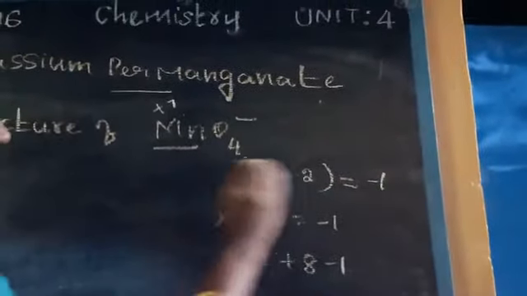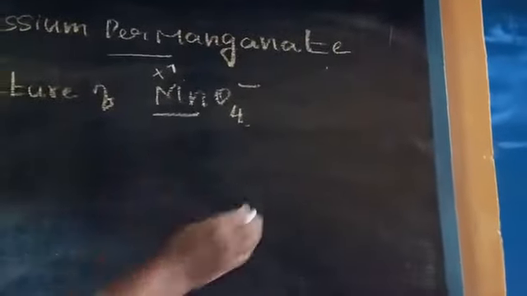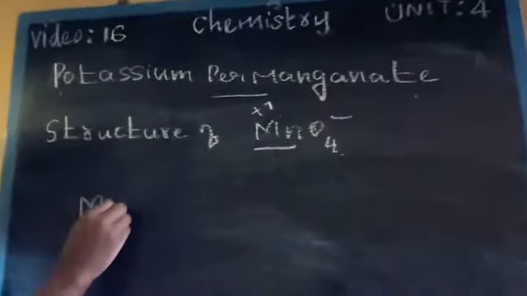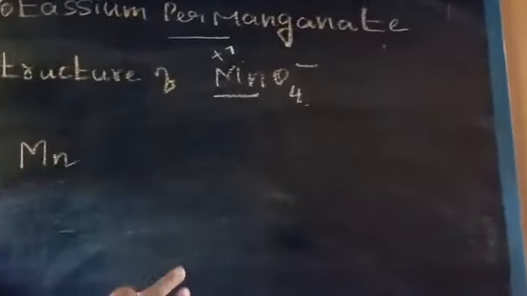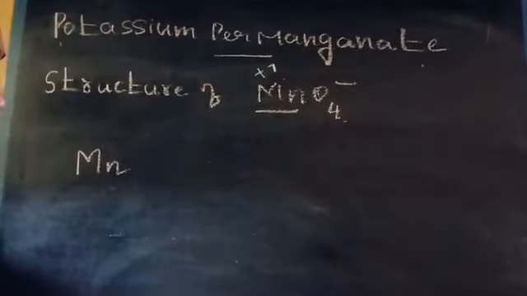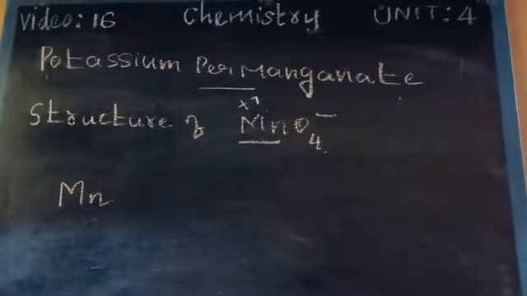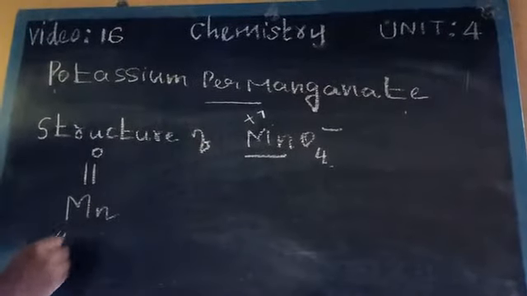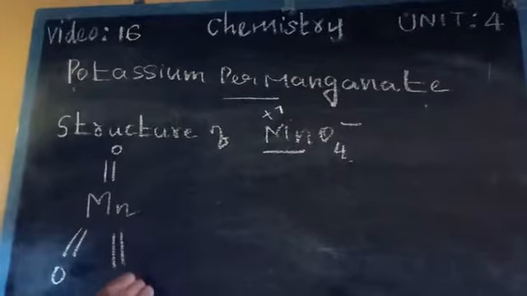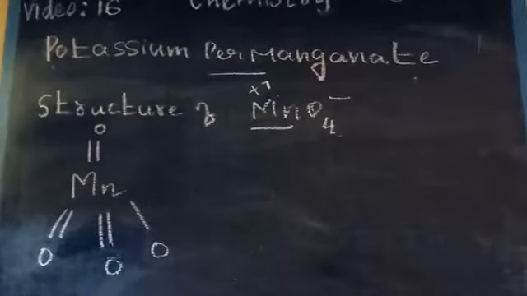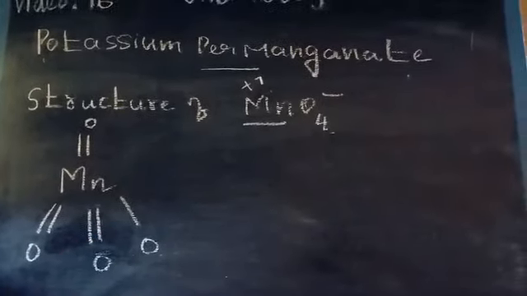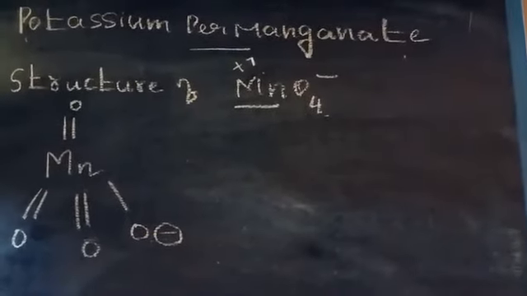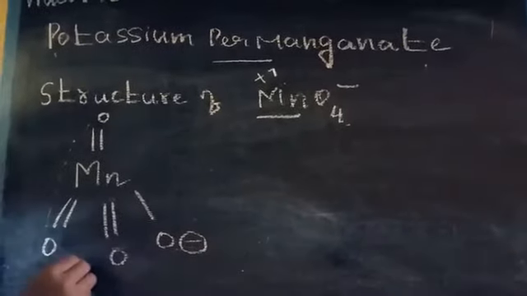Plus 7 means manganese is surrounded with 7 bonds. This is denoted as Mn. What about the oxygen oxidation state? It is 2, so oxygen is surrounded with 2 bonds. Now Mn is surrounded with 7 bonds: 2, 4, 6, and the 7th. But at the same time, oxygen should have how many bonds? 2 bonds, but here only 1 bond, so put the negative charges. Now just connect everything.